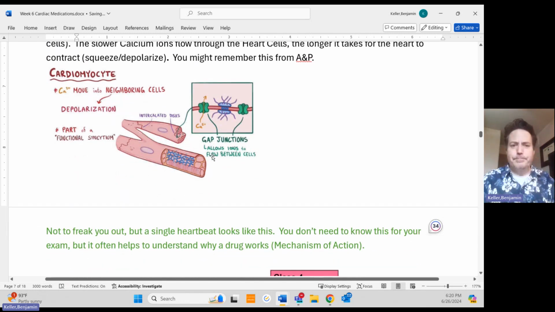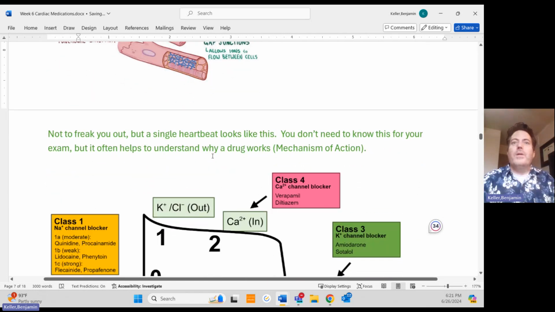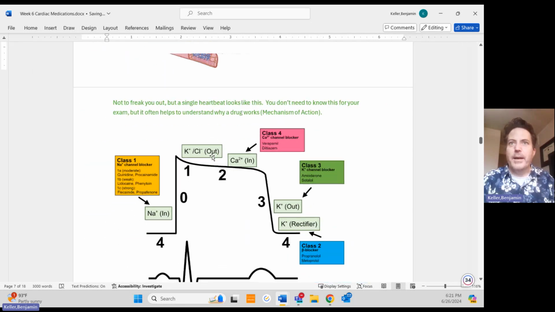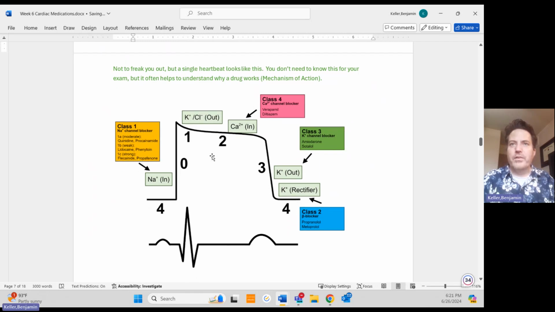So it slows things down. All right, now the 50,000 look view here, not to freak you out, but just to give you a little bit more background. So this is what a single heartbeat looks like. And you don't need to know this for your exam, but it's helpful to know the way a drug works for the mechanism of action.